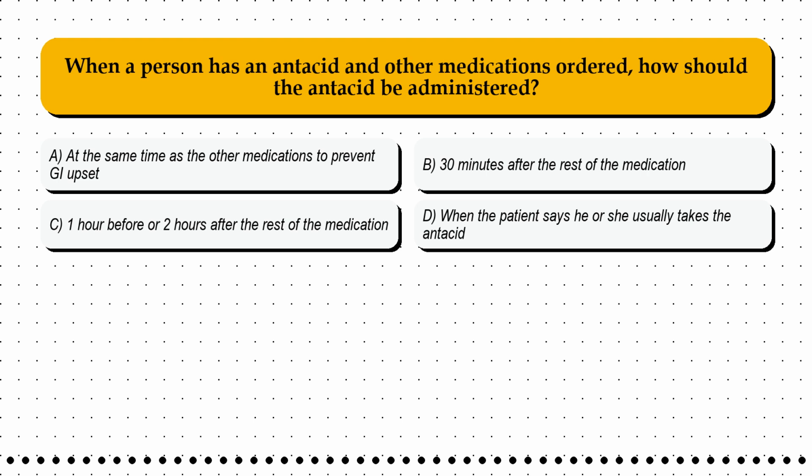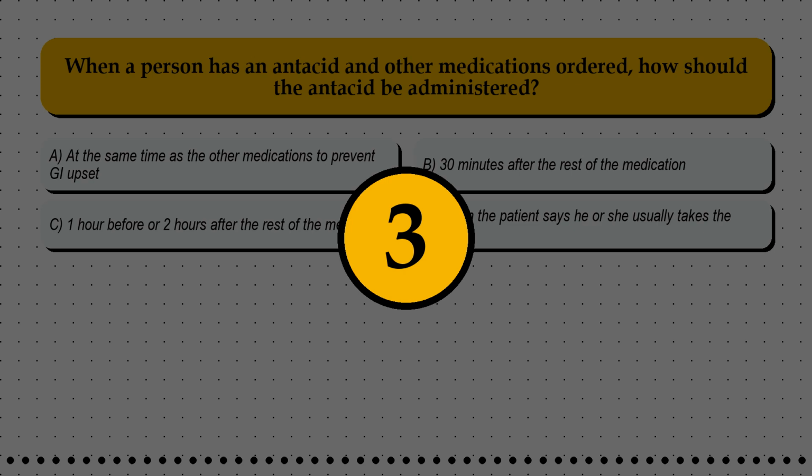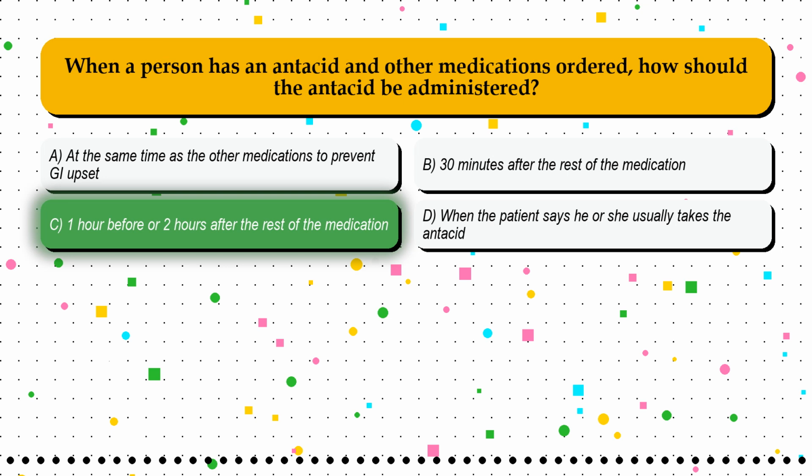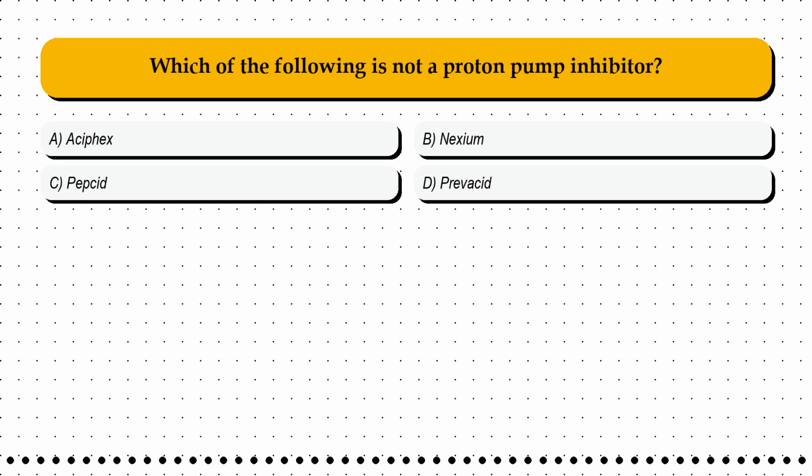Option A. At the same time as the other medications to prevent GI upset. Option B. 30 minutes after the rest of the medication. Option C. 1 hour before or 2 hours after the rest of the medication. Option D. When the patient says he or she usually takes the antacid. The correct answer is option C. 1 hour before or 2 hours after the rest of the medication. Question 120. Which of the following is not a proton pump inhibitor?